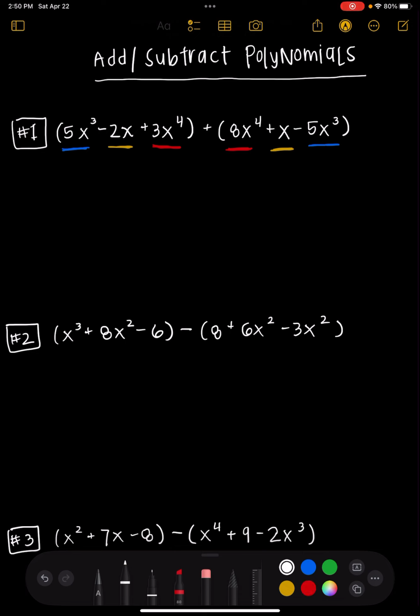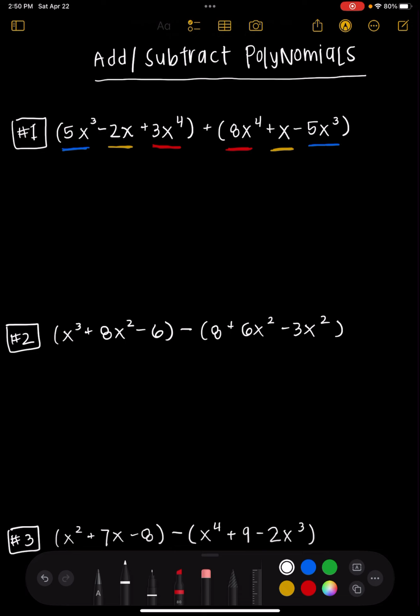And the way that I'm going to start is with our x to the fourth, so the things we underlined in red, because we want to have our final answer be in what we call standard form, and standard form has the highest exponent come first. And so our highest exponent in this case is this x to the fourth, which means that I'm going to add those together first and put that at the front of my answer.